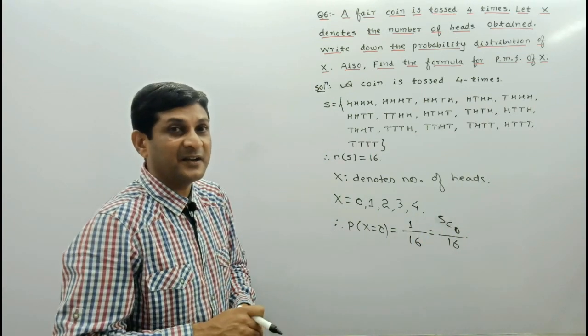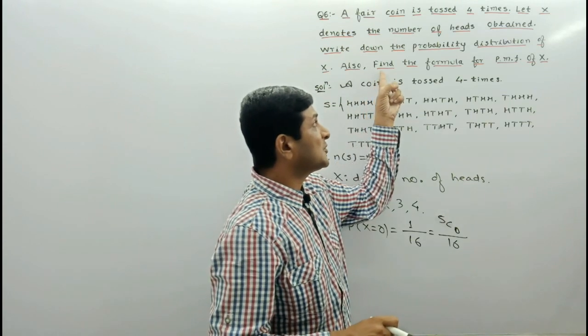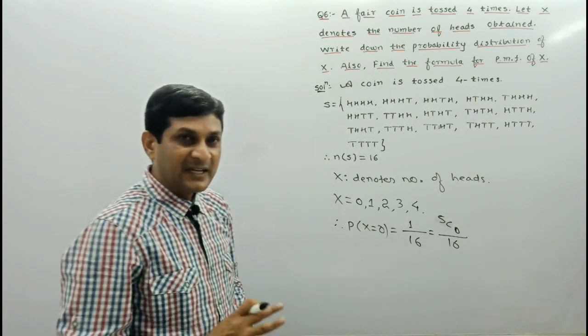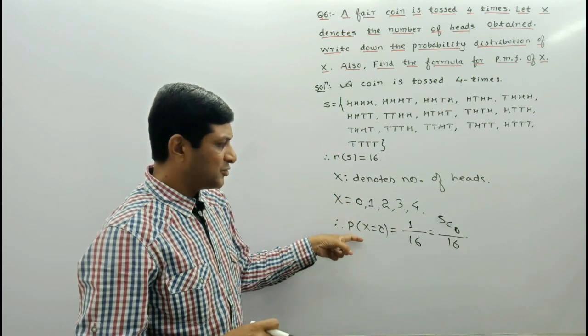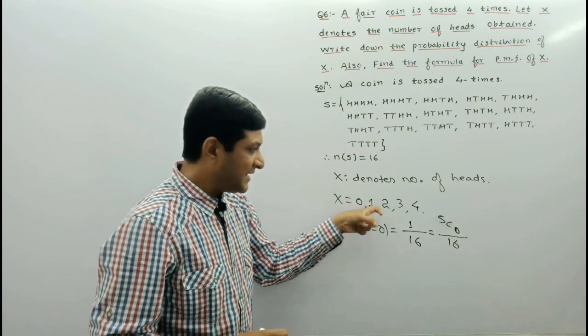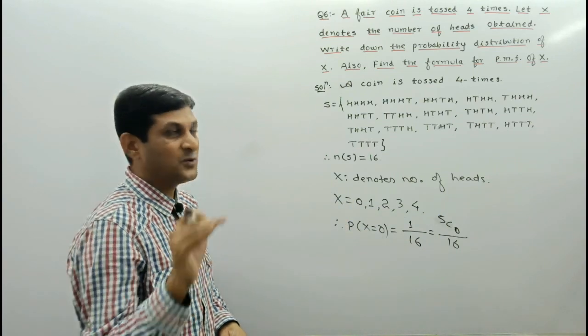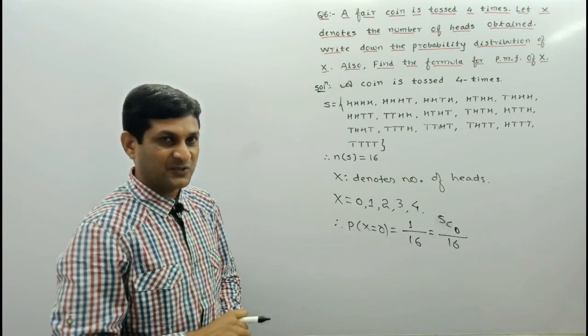Why are we writing it in this form? Because the last part of this question is to find the formula for the probability mass function of x. So observing all the values of probability, first, second, third, fourth, fifth, let us check by which formula we are able to define the probability mass function.